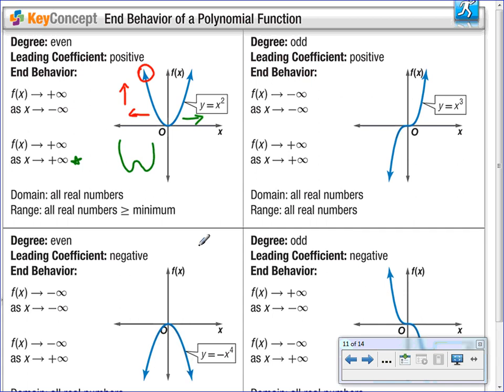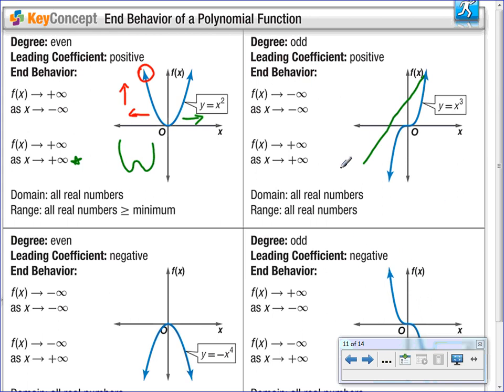Okay? Odd functions, think of lines and think of slopes. All right? A leading coefficient being positive would be like a positive slope. It's going to start low and end high. Or if it's a negative leading coefficient, it's going to start high and end low.